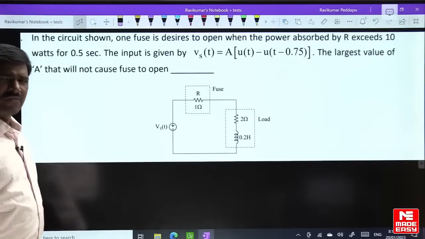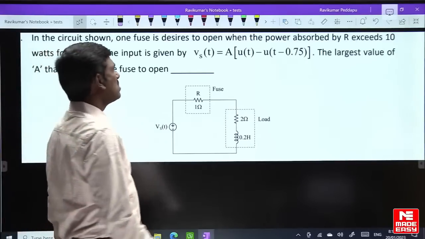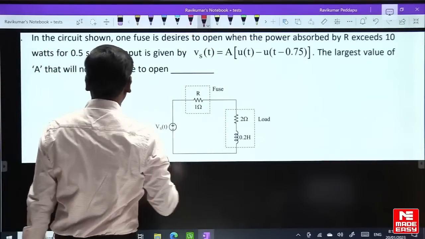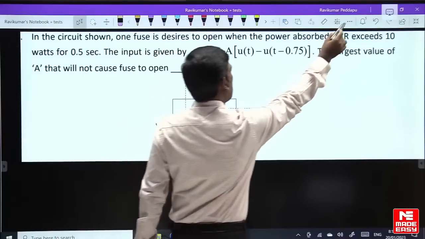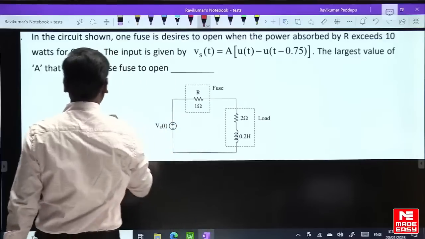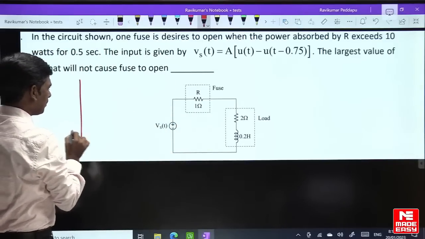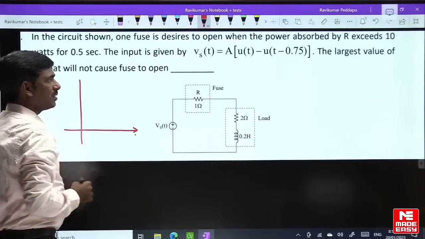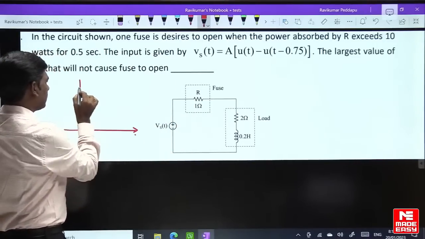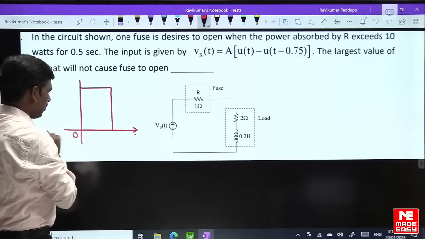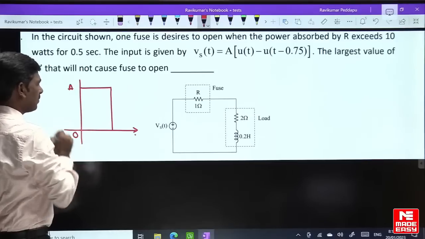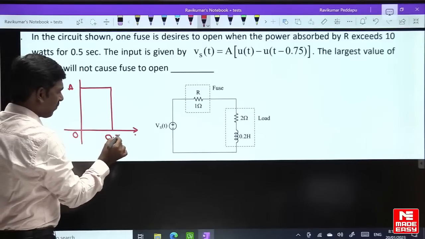Simply, this is an RL circuit, a first order circuit only. So what is the input? The input is a pulse, A u(t) minus u(t minus 0.75), where this is A and this is 0.75.